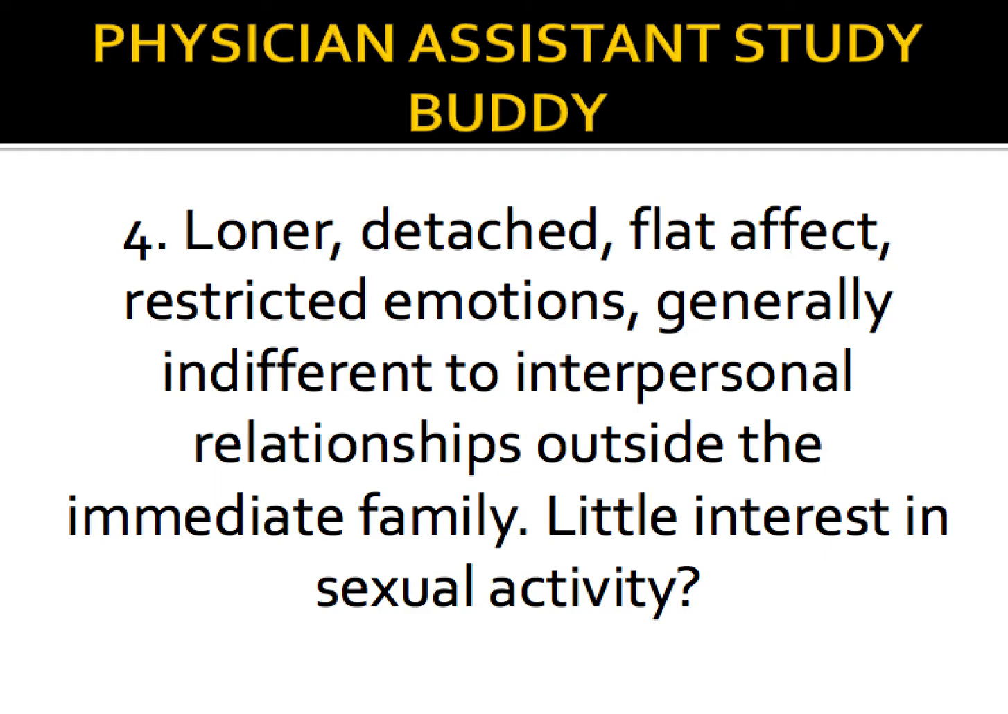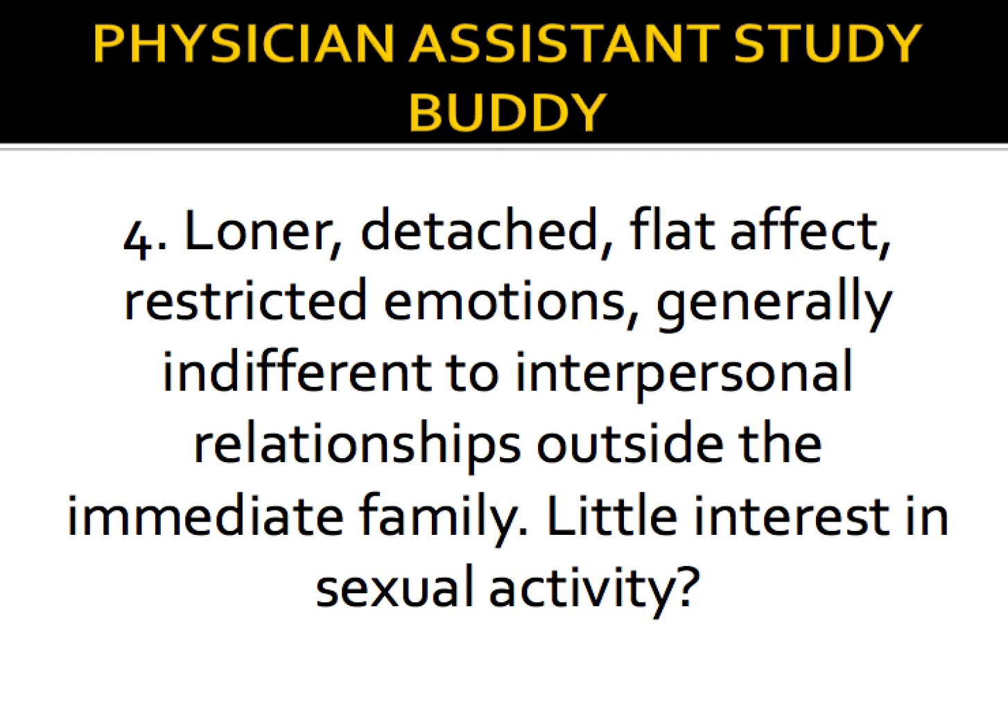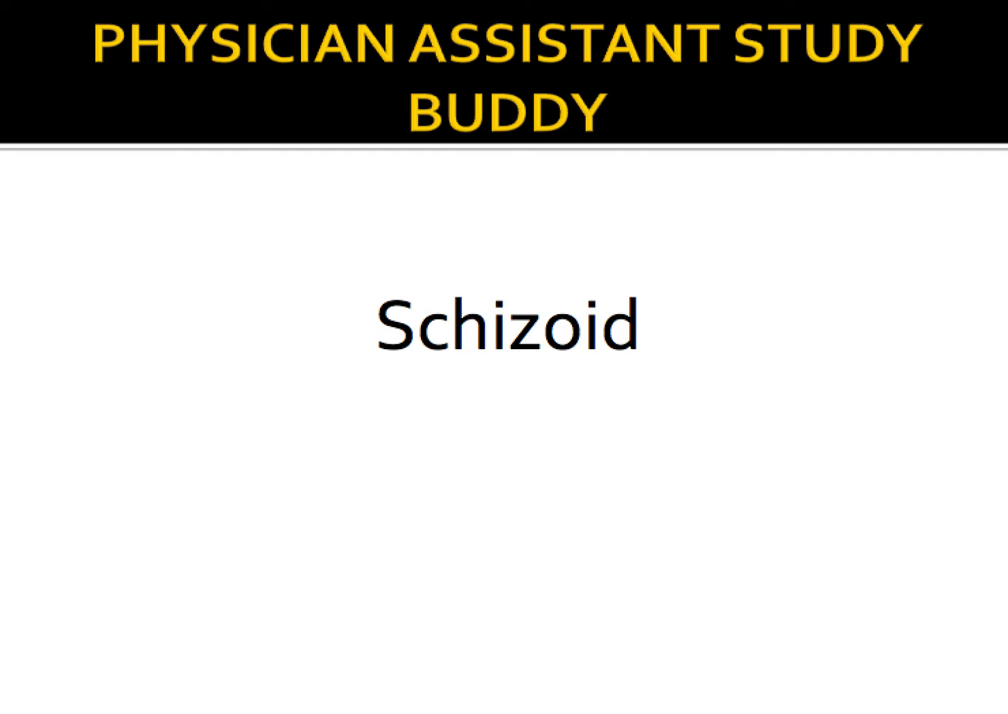Question number four: this patient, they'll describe him as a loner, detached, somebody who's going to have a flat affect, restricted emotions, generally indifferent to interpersonal relationships outside the immediate family, and little interest in sexual activity. This describes what kind of disorder? This describes a schizoid disorder. So they're going to tell you a patient is a loner. They may tell you he's a night guard, or works from home, doesn't really communicate with anybody besides his family, has little interest in sexual activity, no interest in relationships with other people, just likes to be by himself. So that is a schizoid disorder.